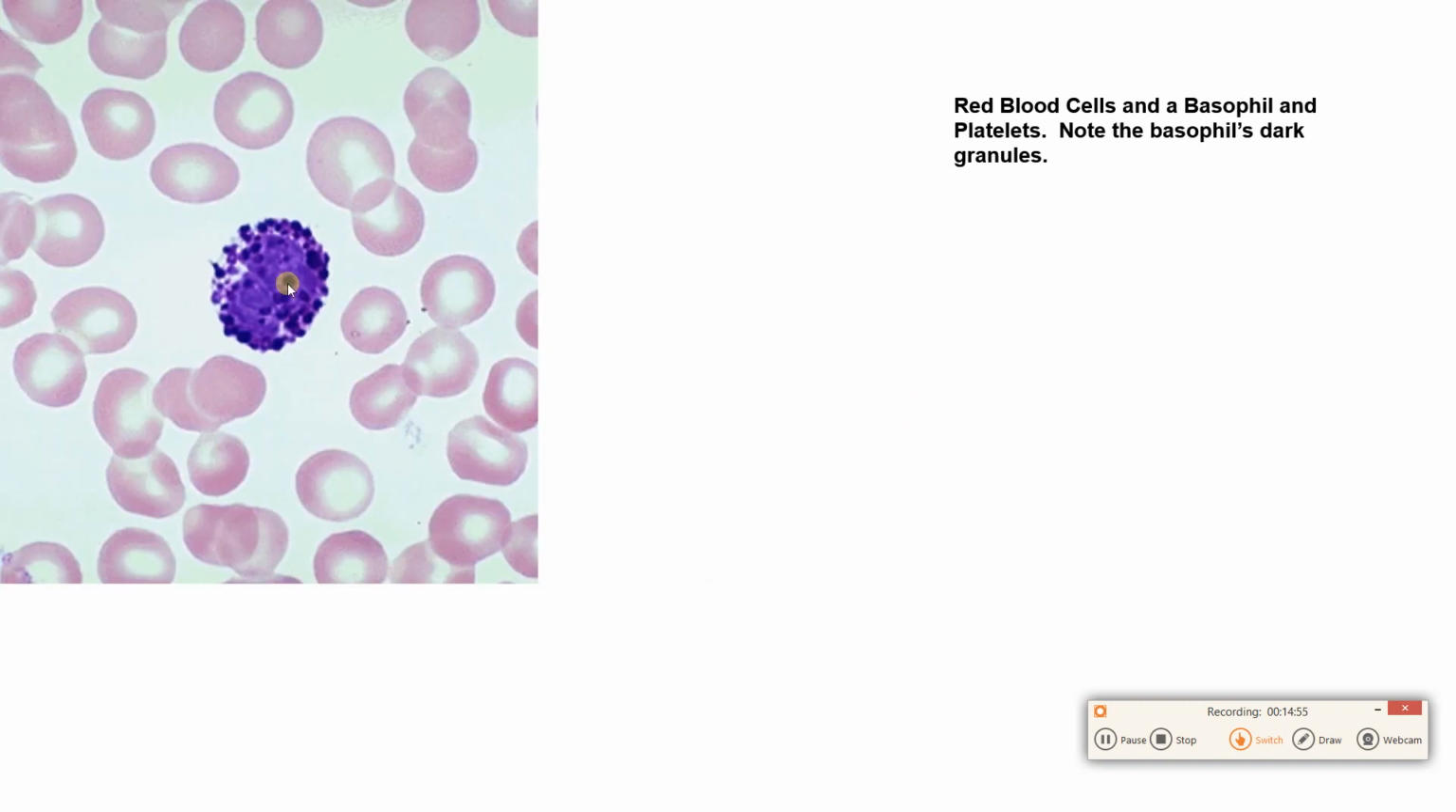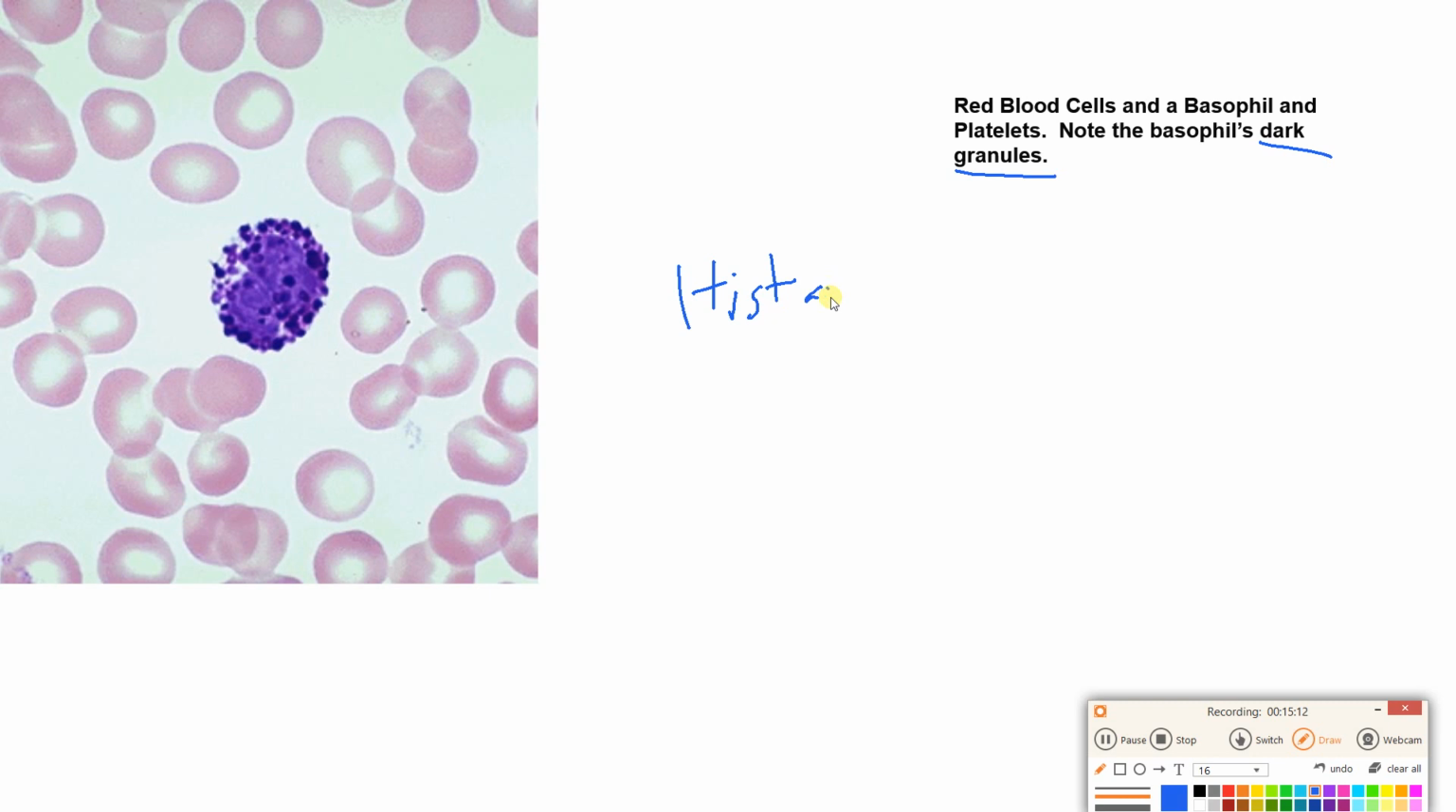Check out that basophil. Notice the basophil has dark granules. Look at those dark granules. Like, look at that guy right there. Look at these guys. They can almost kind of cover up the nucleus. Those dark granules are filled with two chemicals, two H's here, two H words. Helpful to remember it that way. Histamine and heparin.